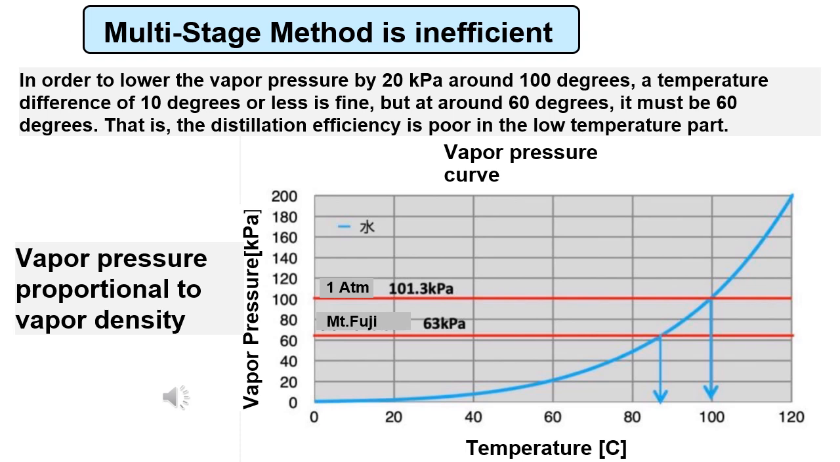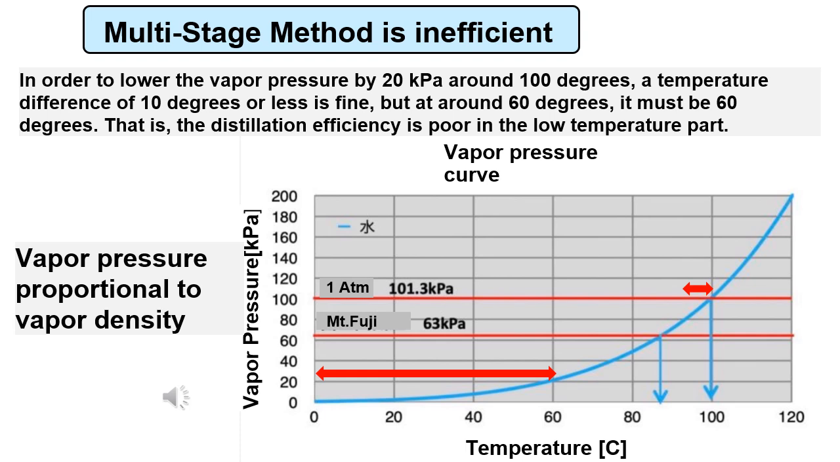Here, I would like to draw your attention to the vertical scale. One division is as large as 20 kilopascals. At around 100 degrees, you can lose 20 kilopascals by lowering the temperature by less than 10 degrees, but when you get to around 60 degrees, you have to lower the temperature by 60 degrees to reduce 20 kilopascals.